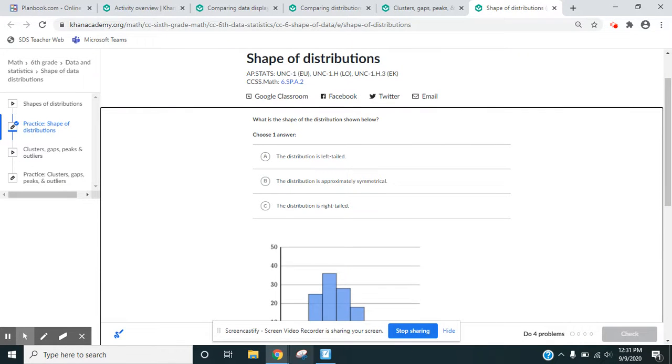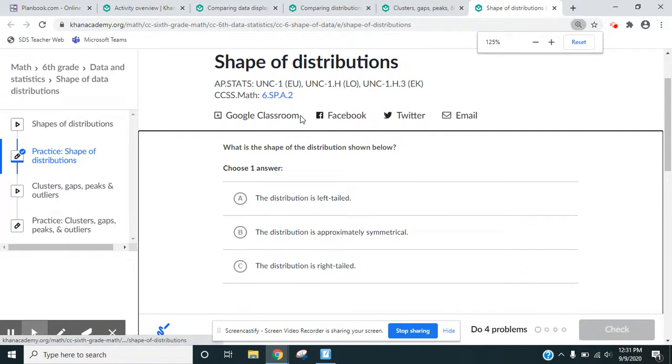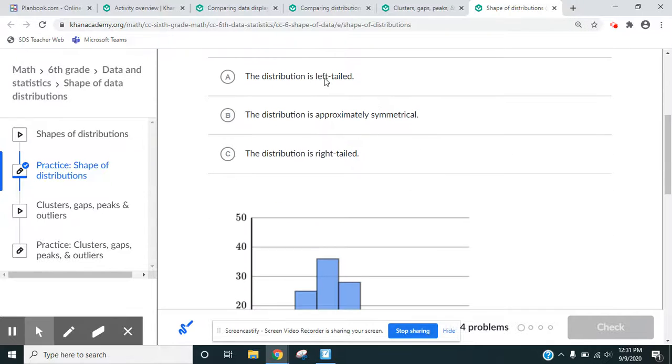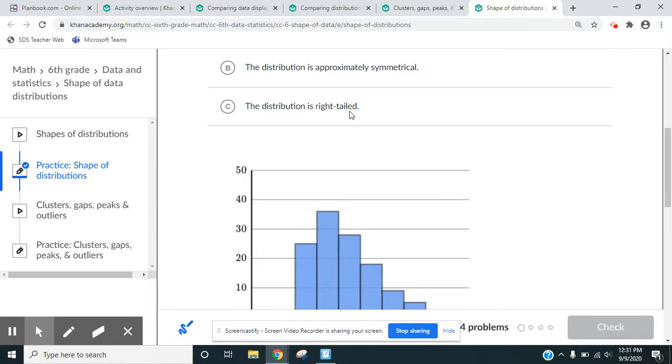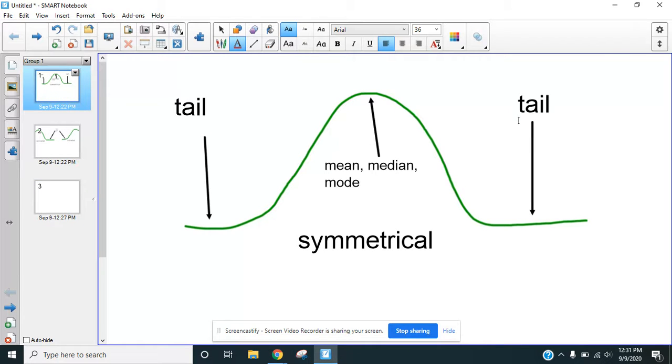All right, the first assignment today, we're going to talk about the shapes of distributions. The question is, what is the shape of the distribution shown below? Three options, whether it's left-tailed, approximately symmetrical, or the distribution is right-tailed. Here's a quick little synopsis for you.